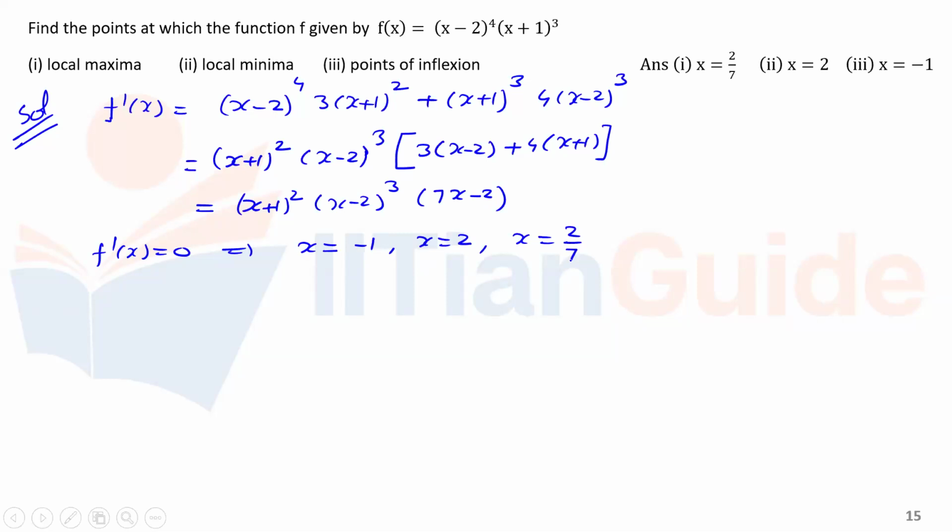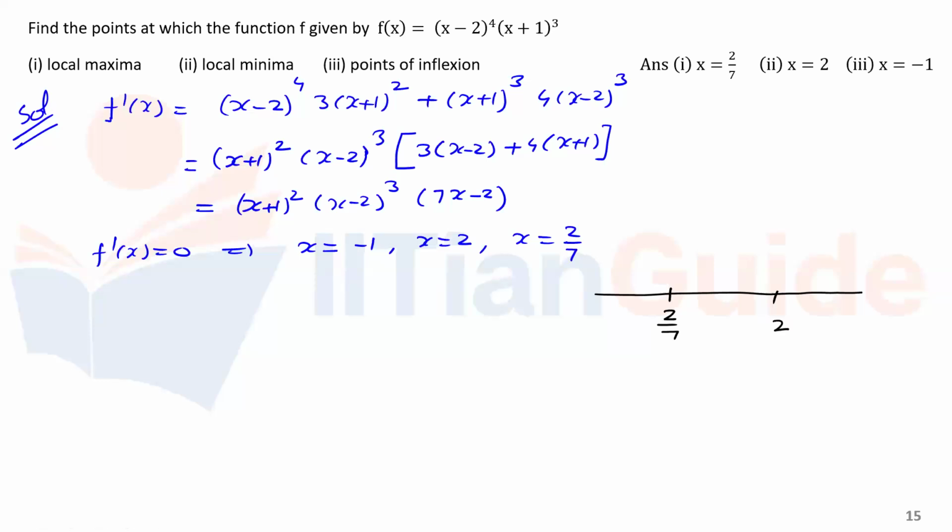ठीक है, लेकिन एक चीज है, this term is whole square, this is always positive, whatever the value of x we have. This term may be positive, negative, power 3 is there, this term may be positive, negative, power 1 is there. So I'm drawing a number line, I'm showing you the points, are critical points. Forget about the point x is equal to minus 1, I will talk about this at last. But we are getting 2 points, one is x is equal to 2 and 2 by 7. They are 2 critical points. 1 point I am having 2 by 7. Another point I am having x is equal to 2.